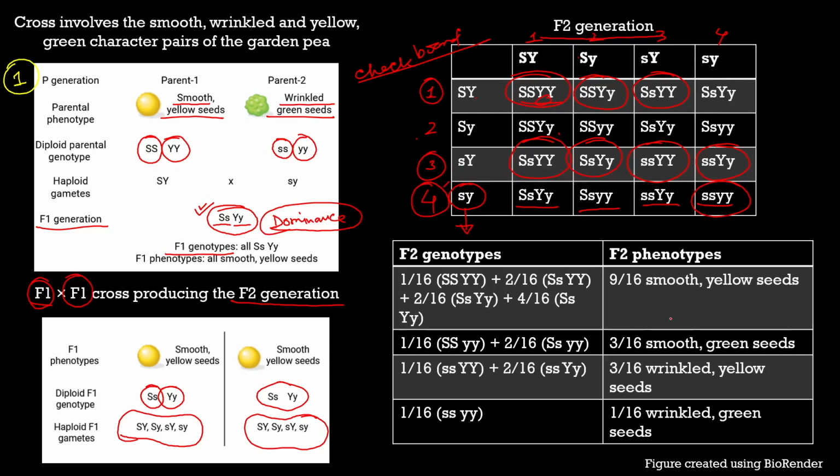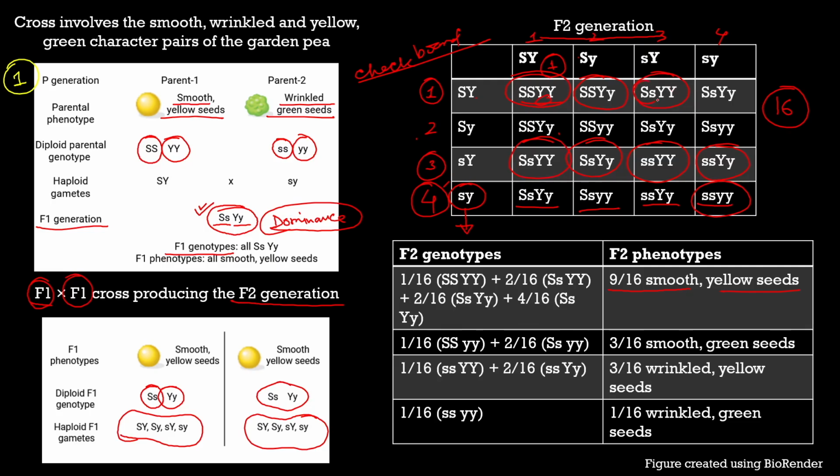Now if you talk about the phenotypic, then remember this is the 16 offsprings in the F2 generation. Out of the 16, 9 is going to be the smooth and the yellow seeds. Now this could be pure smooth and yellow seeds, or it could be a hybrid. For example, this is the pure one, this is the hybrid ones, right? So this is the pure for smooth one, but hybrid for the yellow. Similarly, this is the hybrid for the smooth one, pure for the yellow one, right?